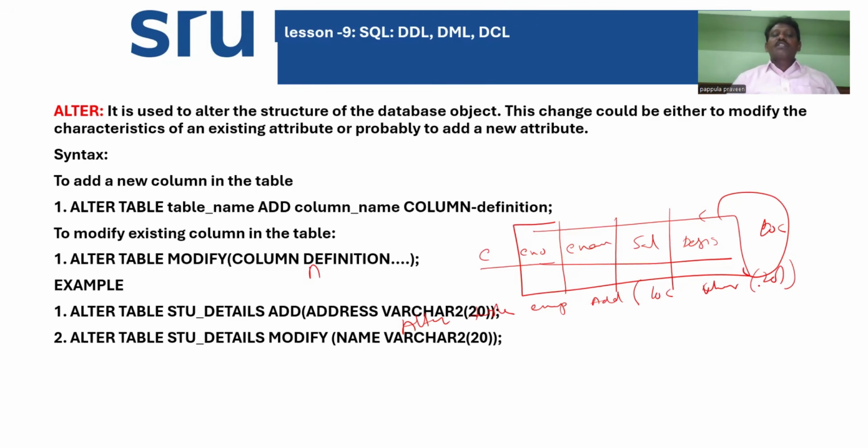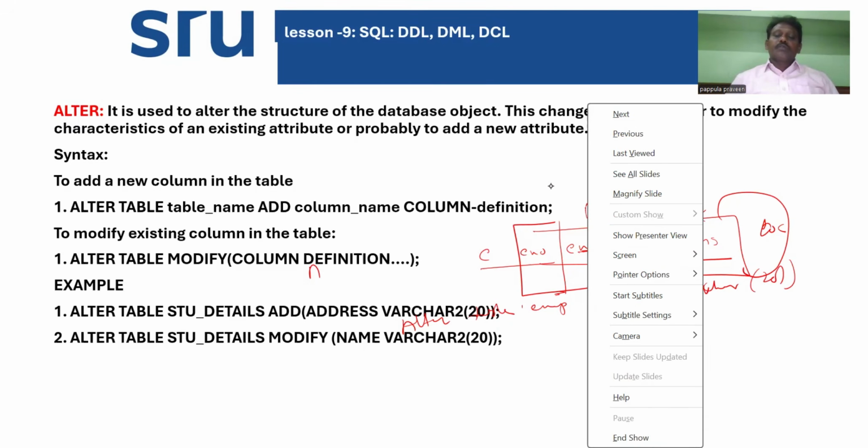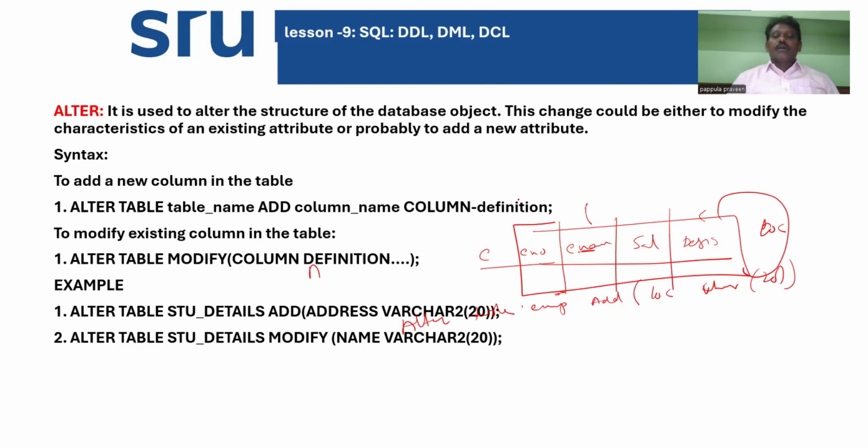To modify an existing column in a database table, suppose I want to modify the employee name. Employee name, number of sizes, for example, 10 we assume. When we create a table, the employee name size is 10. That is not sufficient for the new enrolls. So we can increase the size of the data type.